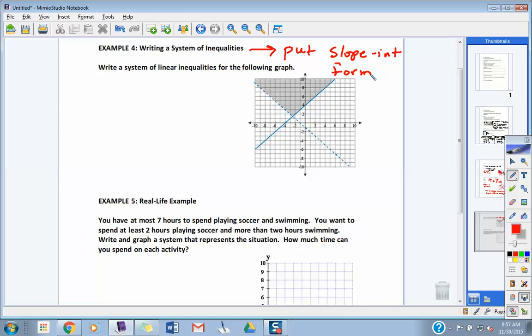Okay, let's take a look at the solid line. Let's deal with the solid line first. Guys, we have to write a system of inequalities such that the shaded region would be here in relationship to these two lines. So don't worry about the shaded region just yet.